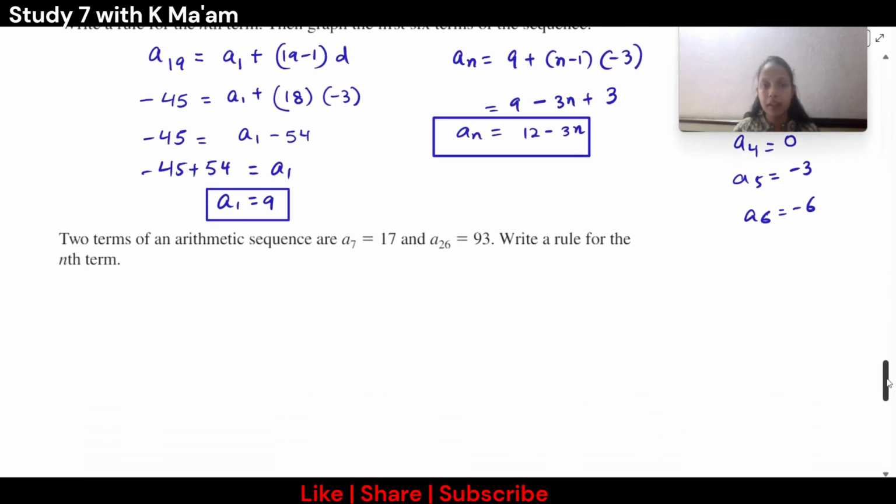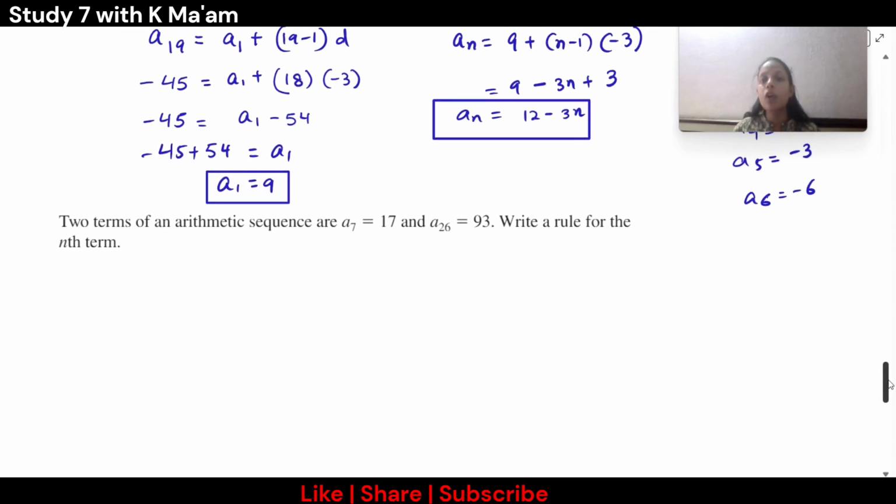Next. Here, now we are not provided with the first term or the common difference. Only 2 random values are provided to us. And it says that a7, the 7th term, is 17 and the 26th term is 93. What can I write?